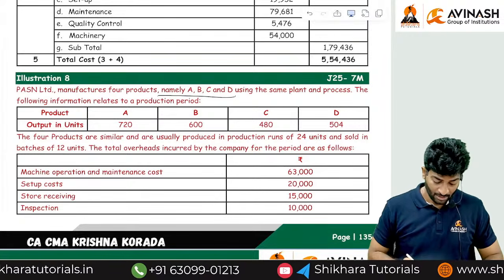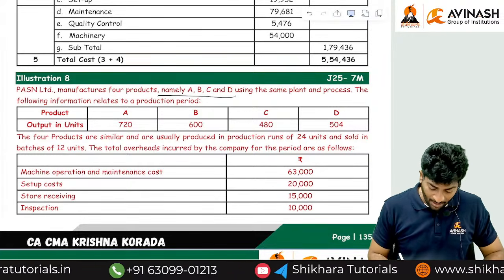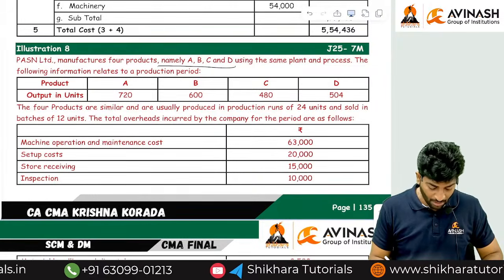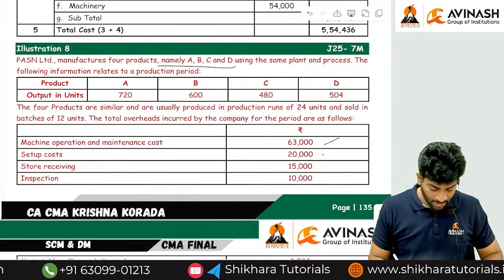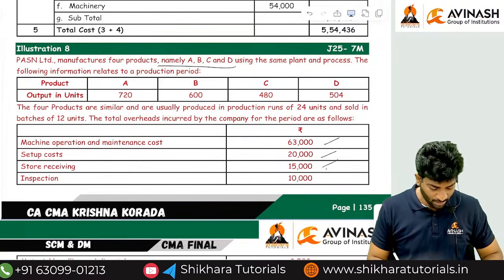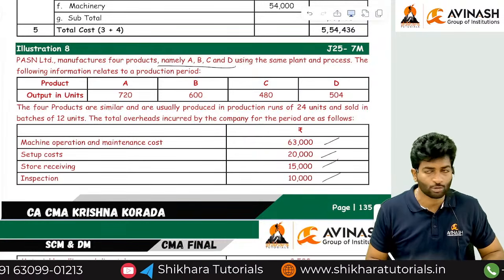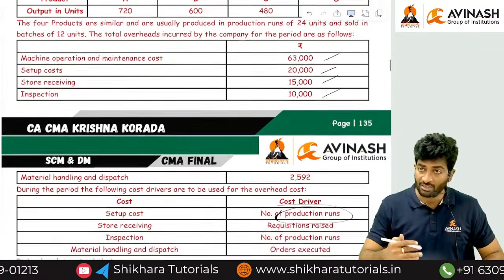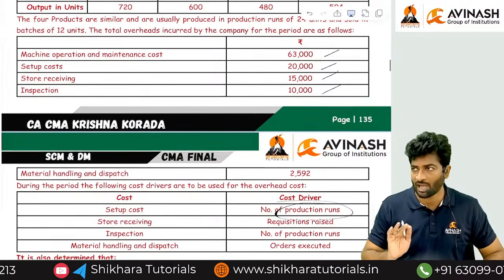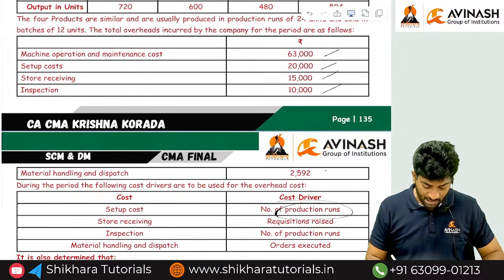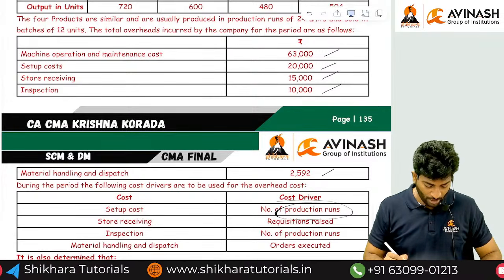The total overhead incurred by the company for the period is as follows. Machine operation and machine maintenance cost 63,000, setup cost 20,000, stores receiving 15,000, inspection 10,000. Always focus on that order. Below that you have cost driver quantities, whether given in the same order or not, always have a look at it. After inspection, you have material handling and dispatch. Totally 5 items we have.